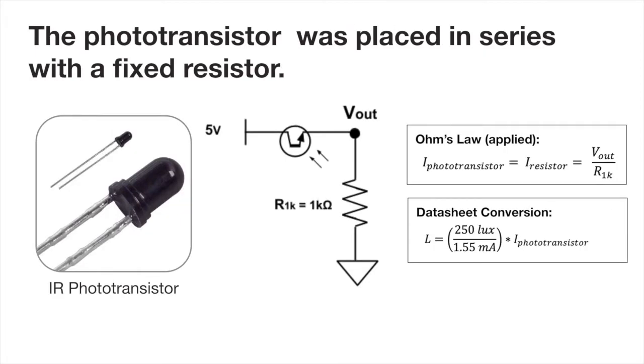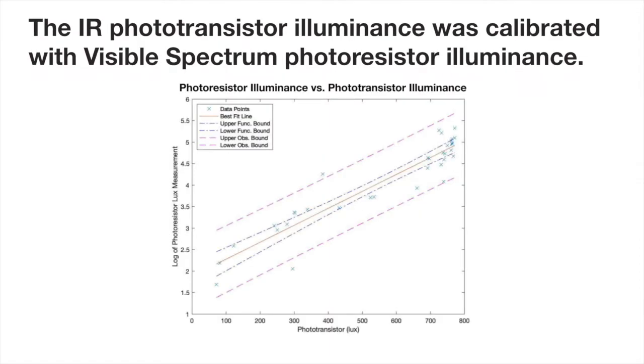Phototransistor currents vary linearly with increasing illuminance. By placing the phototransistor in series with a fixed resistor, the current across the phototransistor can be determined with Ohm's law. The illuminance from this current was calculated using an approximation of the linear relationship between current and illuminance specified by the phototransistor's datasheet. The phototransistor chosen to measure illuminance was sensitive to infrared spectrum light.